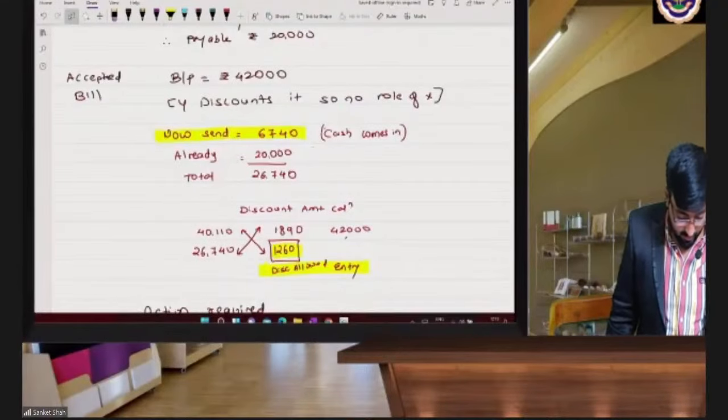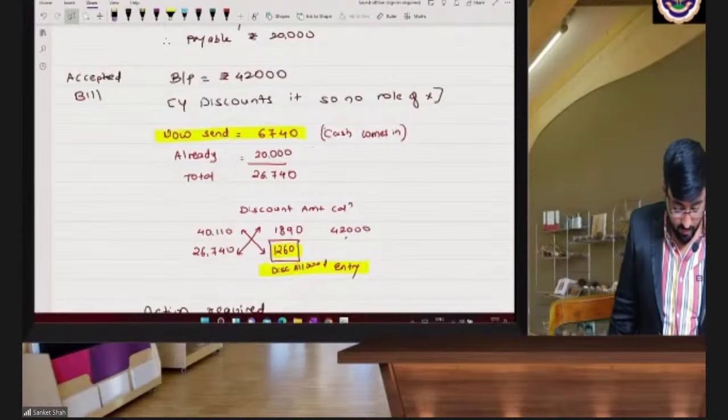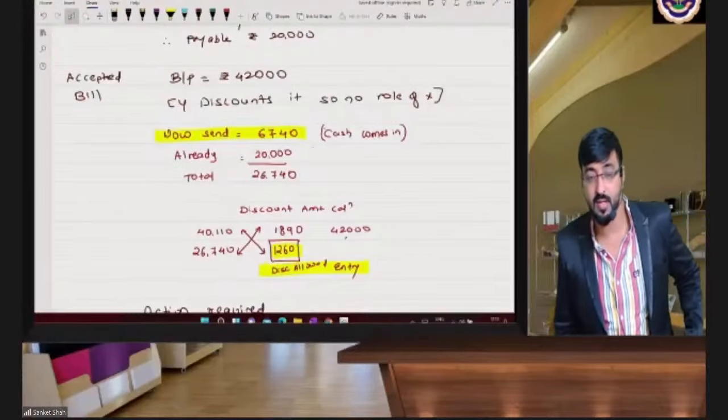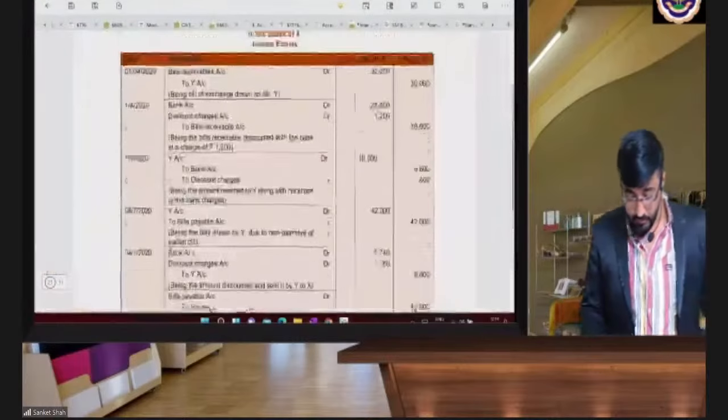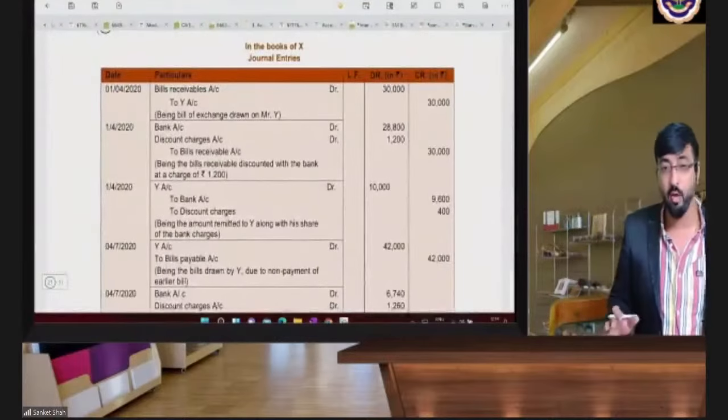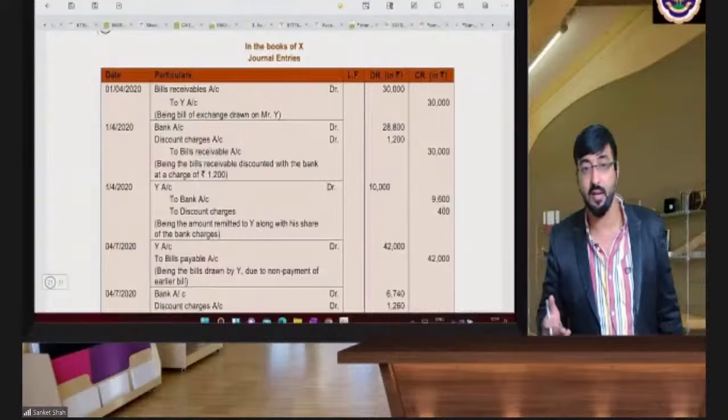Yes, other students, are you getting this concept of accommodation bill? We just want to find out the entries. X's entries I'm going to tell you, and for Y's entries you just reverse the entry. It's very simple.